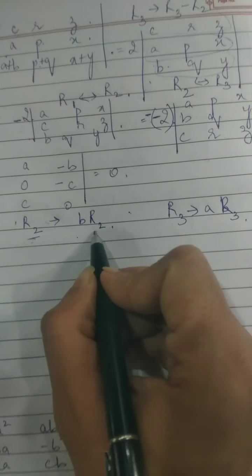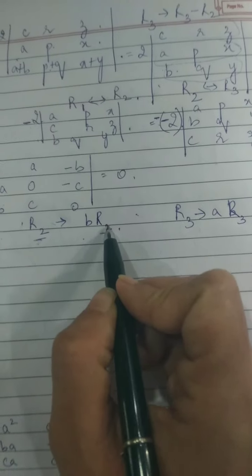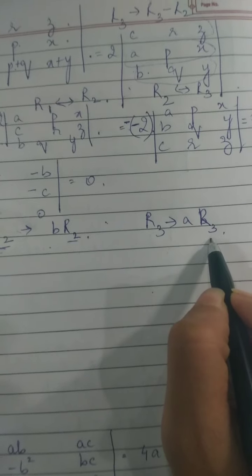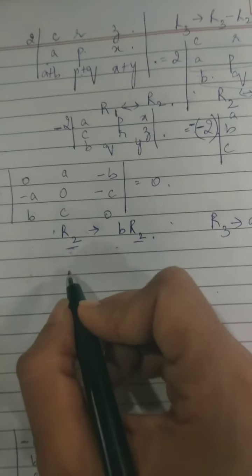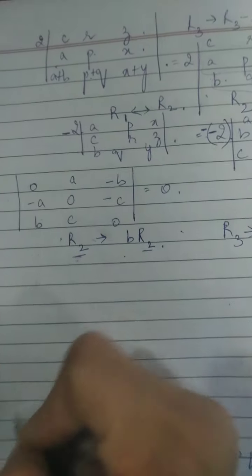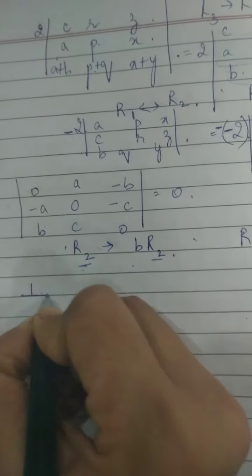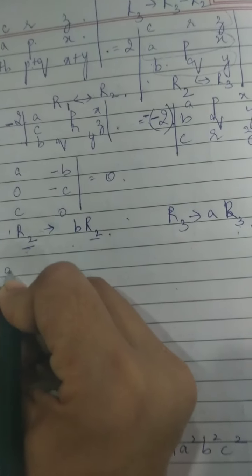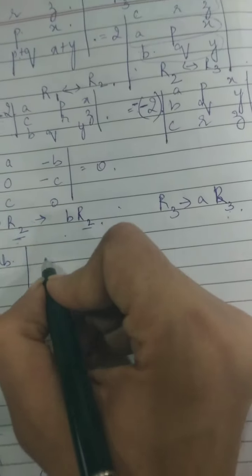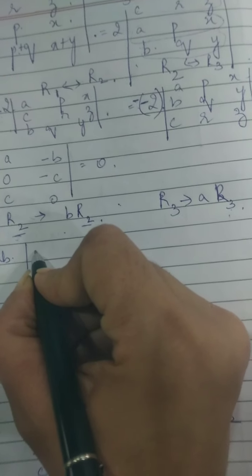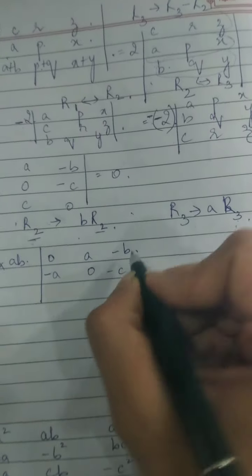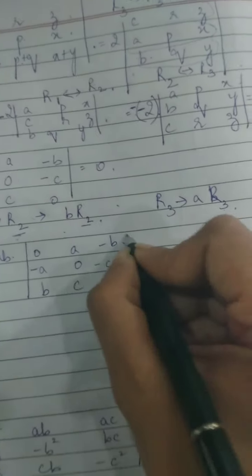What does this mean? Unlike matrices, this means that only row 2 elements will get multiplied. And this means only row 3 elements will get multiplied. Okay? But here in the determinants, we have to divide by these terms at the same time. So what we will do is, since I'm applying 2 operations at a time, I can put this 1 upon AB into 1 upon AB. Now, this is 0, A minus B, minus A, 0 minus C. And here we have B, C and 0.